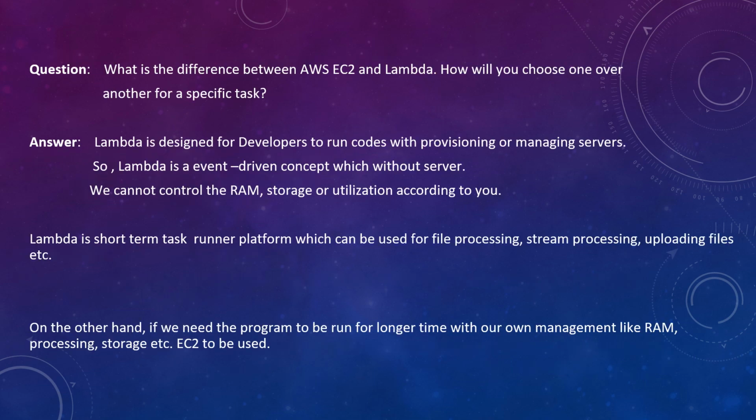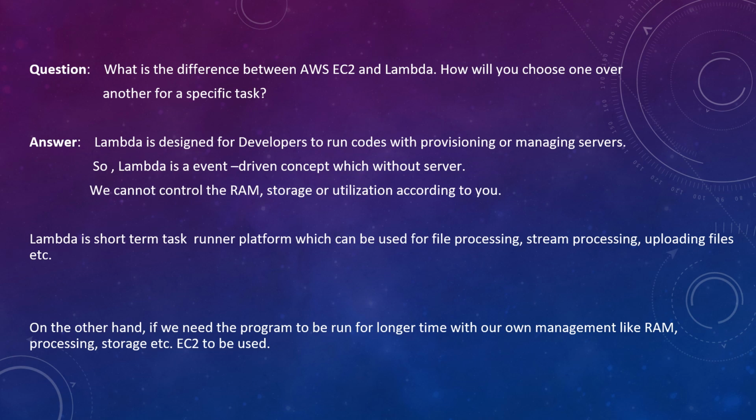Difference between EC2 and Lambda. How will you choose one over another for a specific task? Guys, Lambda is very close to EC2, I can say. Lambda is designed for developers to run code without provisioning or managing servers. Lambda is an event-driven concept without servers, a serverless concept. We cannot control the RAM storage utilization in Lambda, because there is no server, so we cannot have any options to manage the RAM storage or utilization.